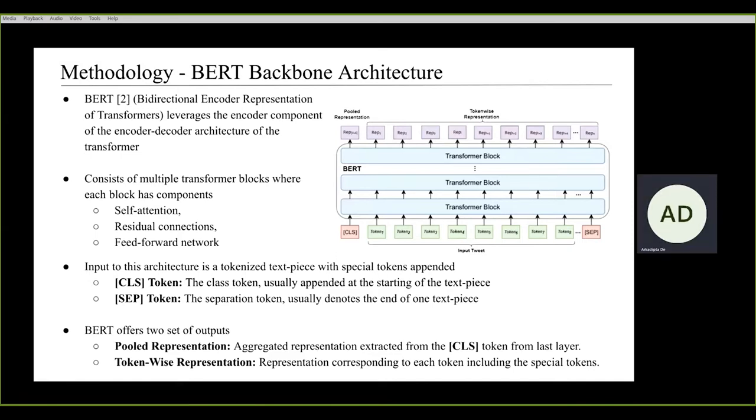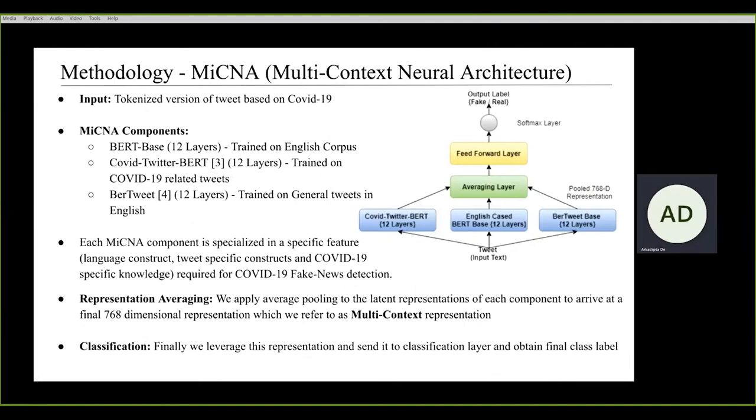It also offers two kinds of representations: the pooled output representation, which is taken from the CLS representation, and the token-wise representation, which is obtained from each and every token at the output layer. The MICNA architecture, or multi-context neural architecture, is our proposed architecture, comprising three different transformer-based components: the BERT base, which uses an English corpus, the COVID Twitter BERT, which uses COVID-19 related tweets, and lastly, BERTweet, which has been trained on general tweets.